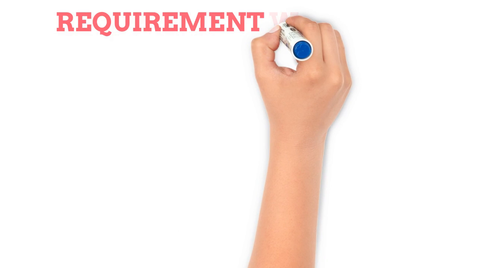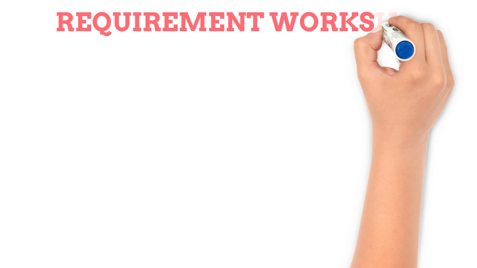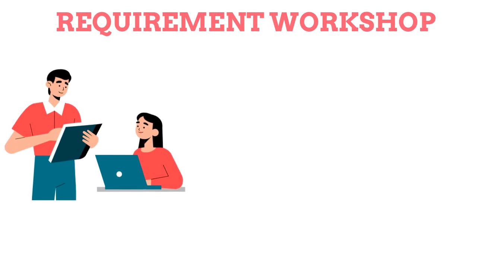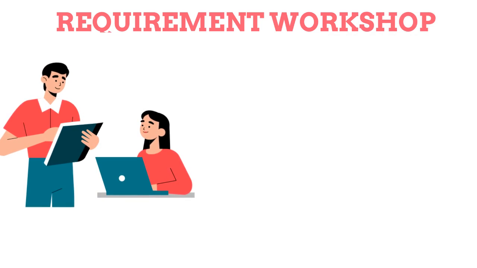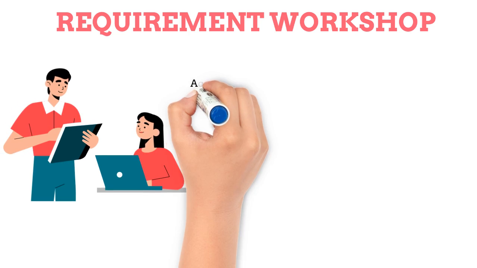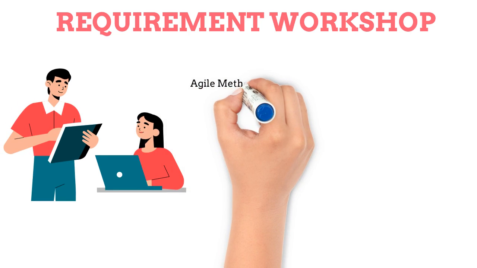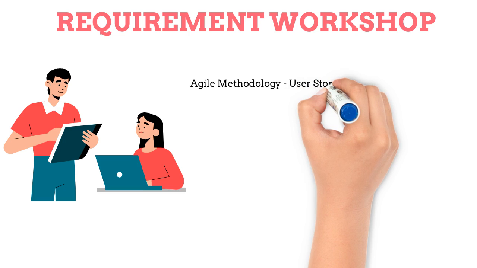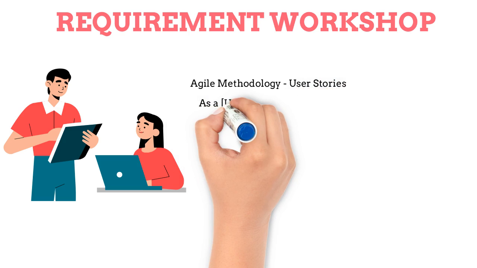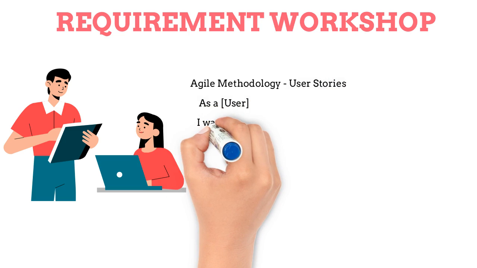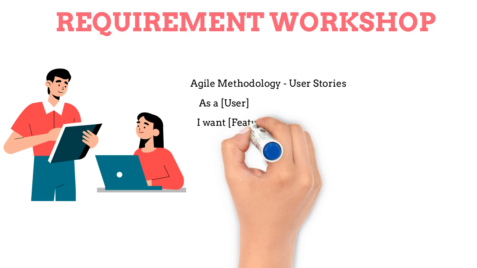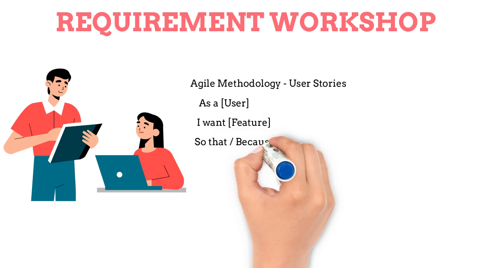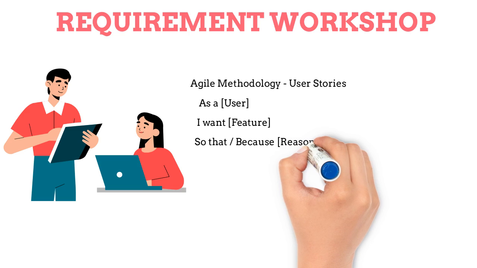In agile methodology, user stories is the concept which aims to get everyone involved in the workshop, from developers to testers to users. In user stories, you are able to understand the user's role, what they want to do, and what results they are expecting. You can simply take an example: user stories are in the form of: as a user I want a feature so that, or because, a reason. So an example is: as a user I want to log into the website so that I can access a dashboard.